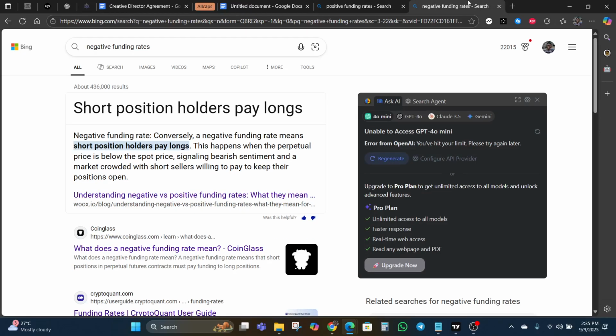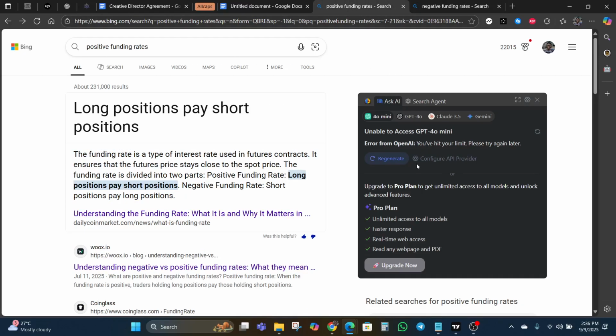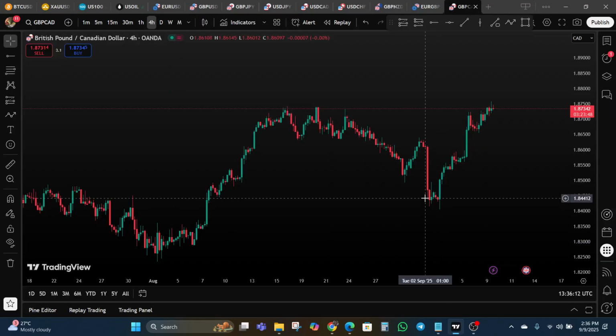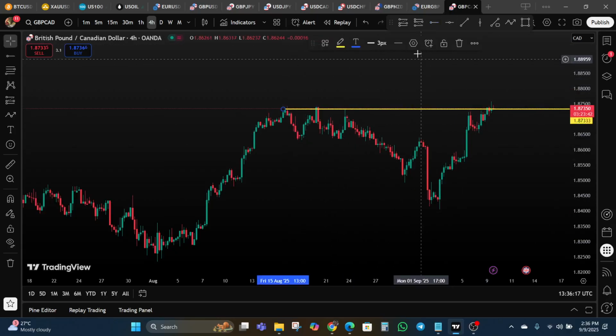Now, to use funding rates in a trading strategy, you have to start by tracking the rate over time. You have to identify extremes, which are very high positive or very low negative rates. Very high positive or very low negative rates often precede market reactions. So you need to combine funding rate data with other tools like price action, support and resistance.